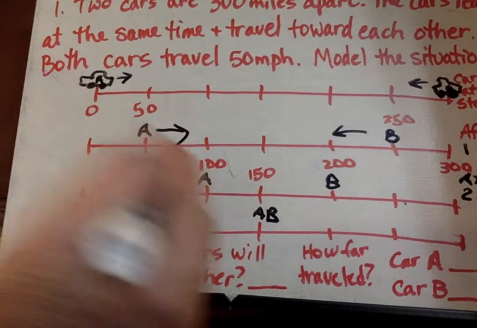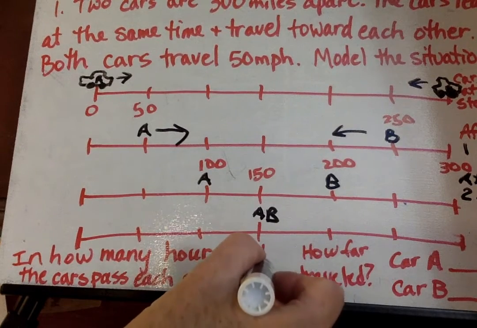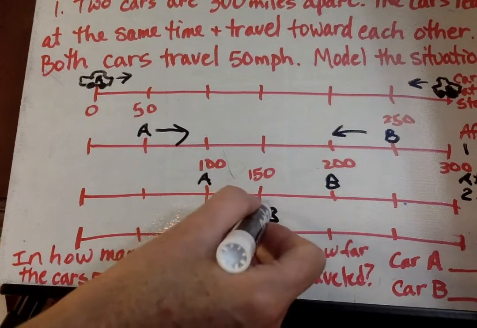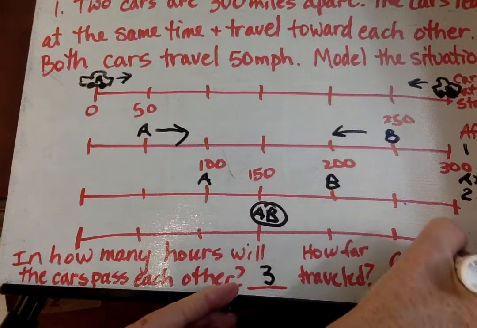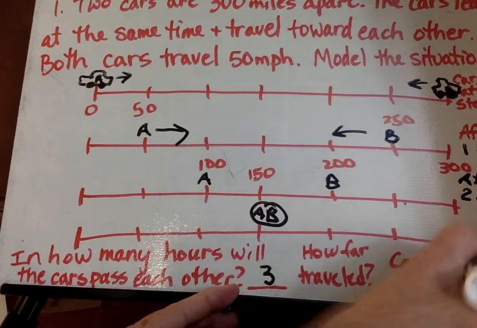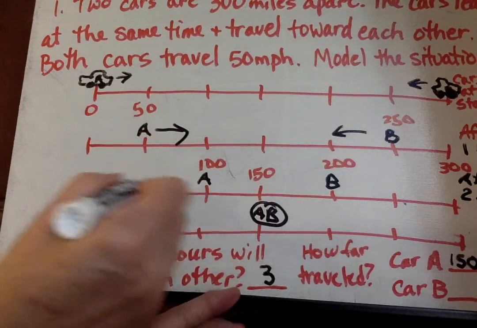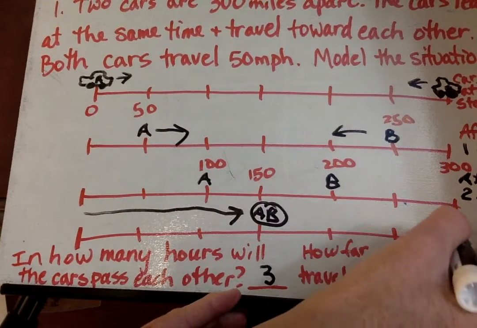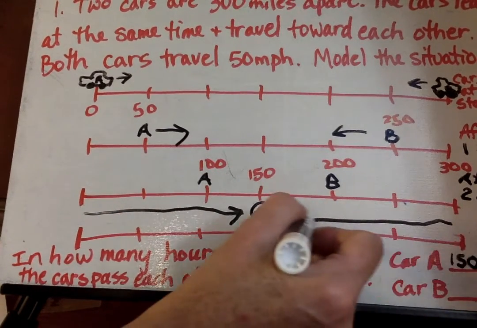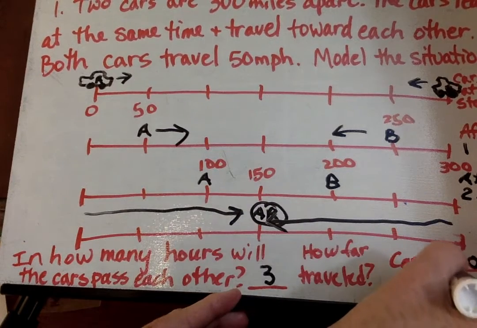And the answer to that is going to be 3. At 3 hours, this is where they meet. Okay. Car A traveled 150 miles. 50, 100, 150. So car A, 150 miles. Car B started 300 miles away, and he also traveled 150 miles.